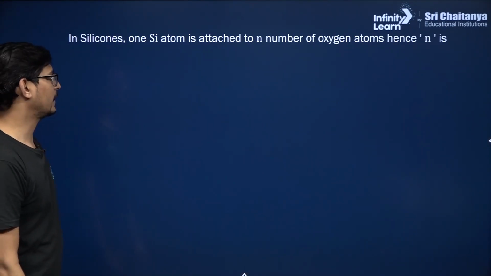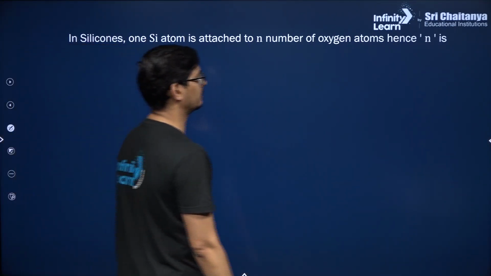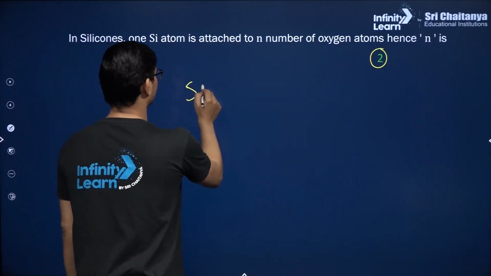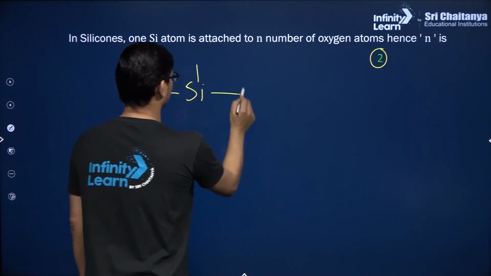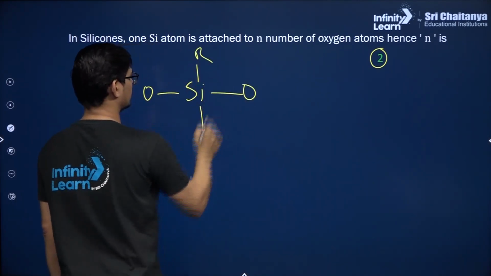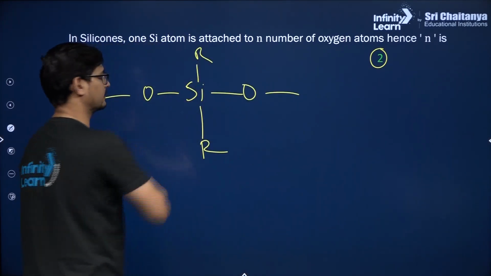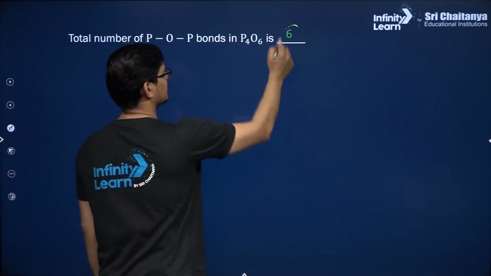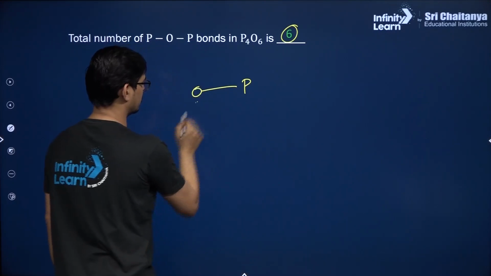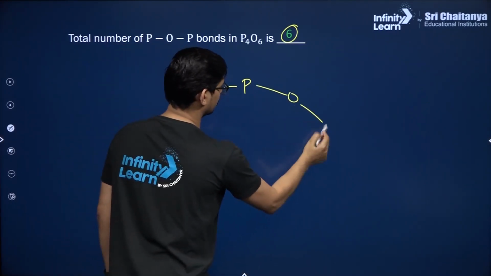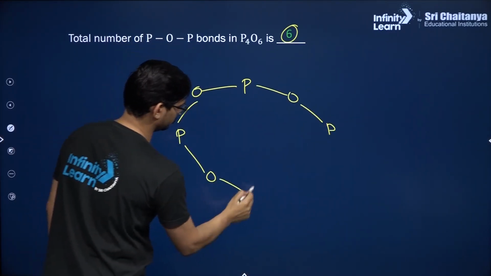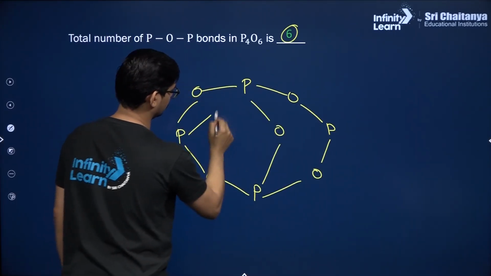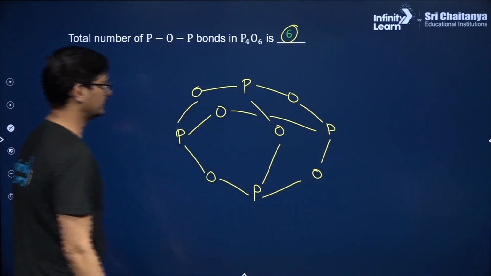In silicone, one silicon atom is attached to n number of oxygen atoms, and hence n is 2, right? So it's like this. Here we have R groups and the chain propagates like this, alright. Total number of P-O-P bonds in P4O6 is 6, because like this, right?